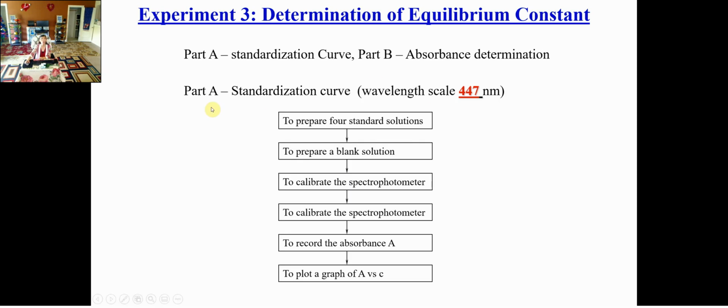You are going to do two parts. You are going to do the standardization. You use different standard solutions, you prepare them, and then you do the calibration, choosing the wavelength at 447 nanometers. Then you plot a graph using A as your y and molar concentration C as your x. This is your standardization curve.